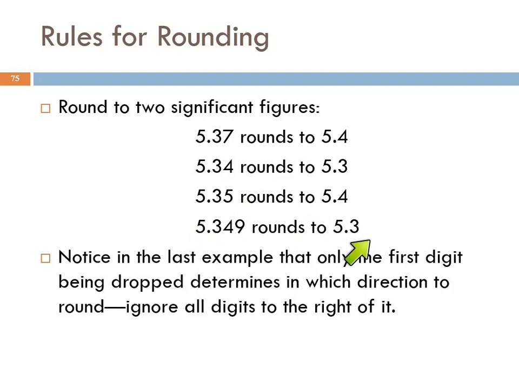5.349 rounds to 5.3. Sometimes what students do is they'll get a little carried away and start at the end of the number and round back. They'll say, well, 9 is 5 or greater, so that's going to round the 4 up to a 5. And this 5 is going to round the 3 up to a 4. Don't do that. You'll get the wrong answer about half the time, and you'll do a lot more work. Keep the 3. We're dropping the 4. You don't need to look at anything else after that. Just look at the first digit that you're dropping. I'm dropping the 4. It's less than 5. 5.3 done.